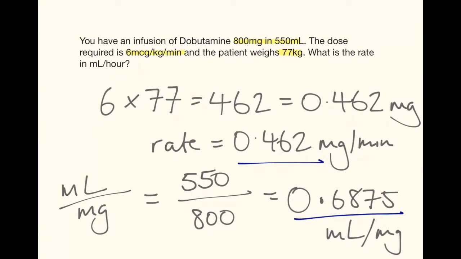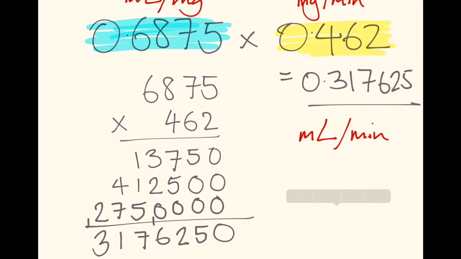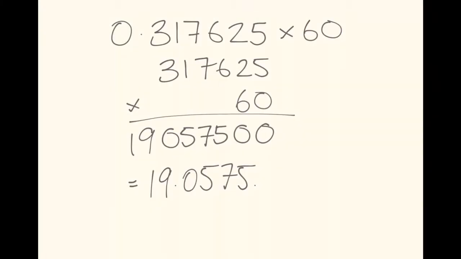Let's look back at the question. What is the rate in milliliters per hour? Okay, and I've got this number, 0.317625 milliliters per minute. What do I need to do with that number to find per hour? I need to multiply it by 60. Very good. Okay, so here's my working out for the milliliters per minute times 60.